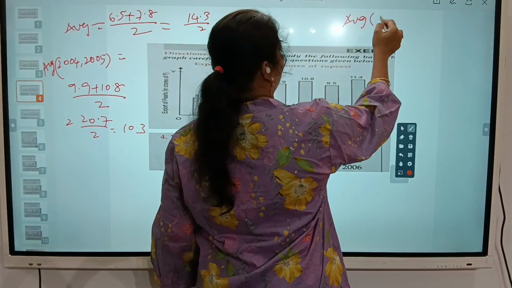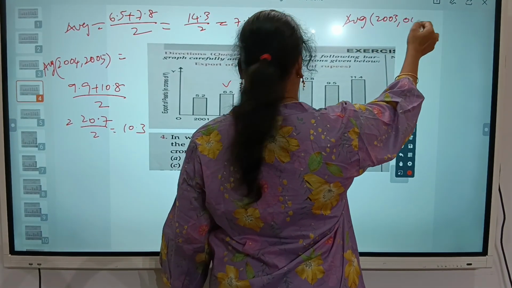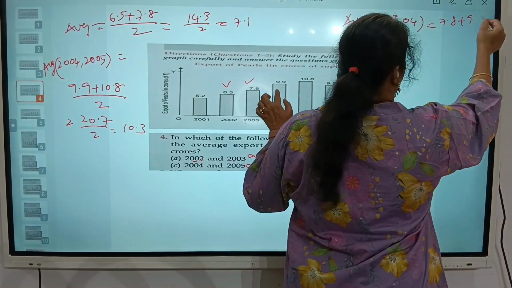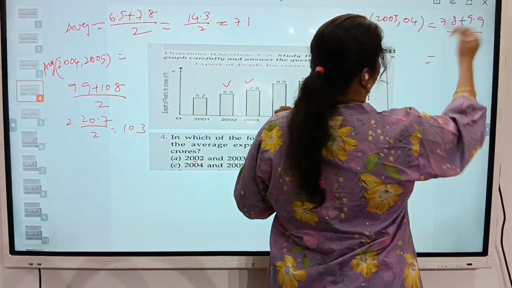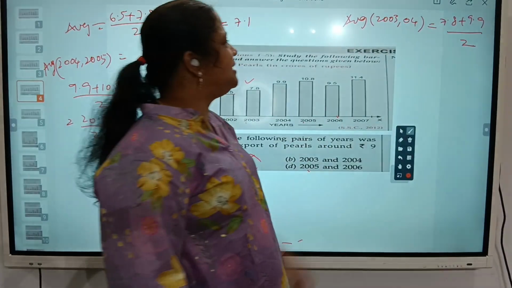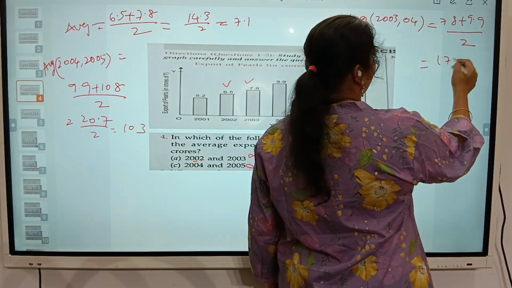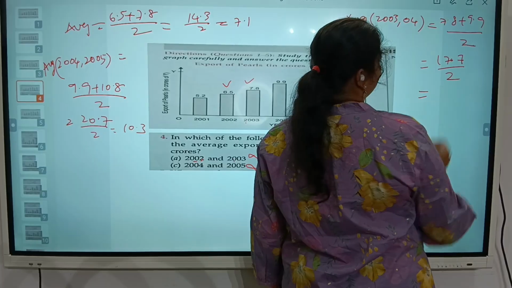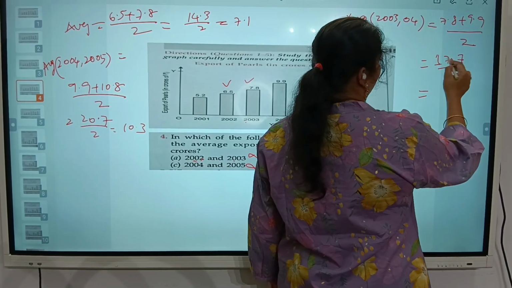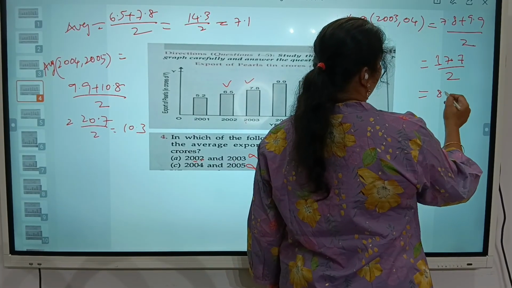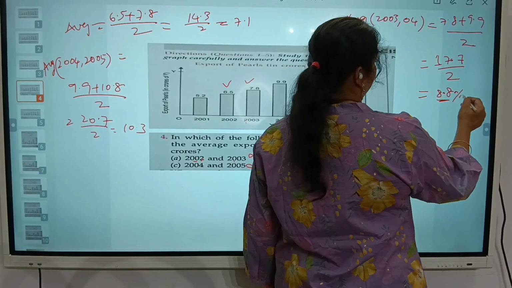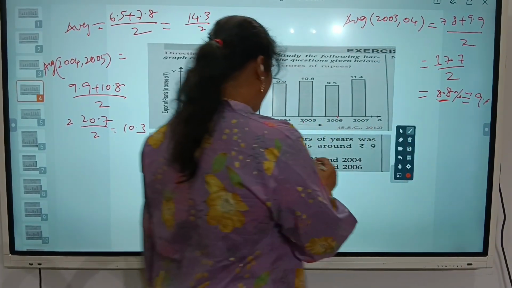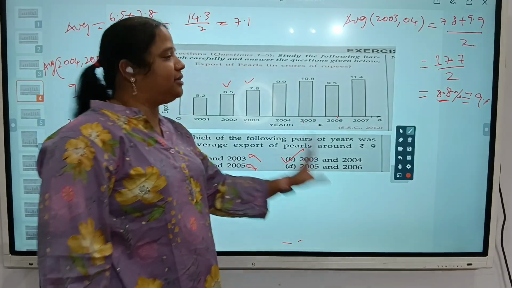Average for 2003-4 is equal to 7.8 plus 9.9 by 2. The sum is 17.7 by 2, which comes around 8.85, approximately 9. So 2003-4 is the answer here.